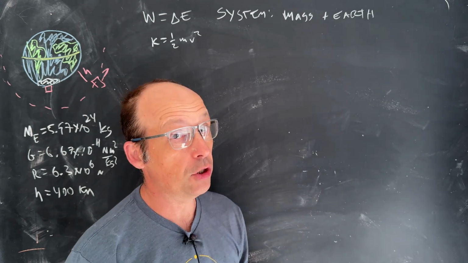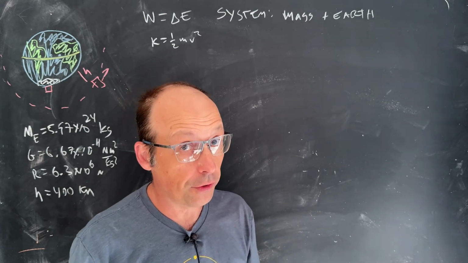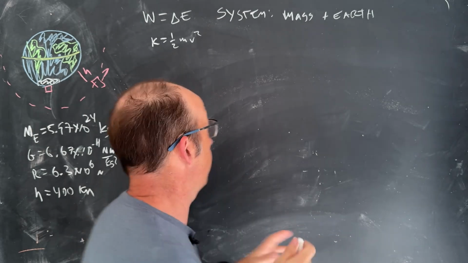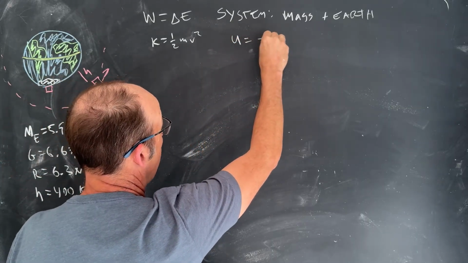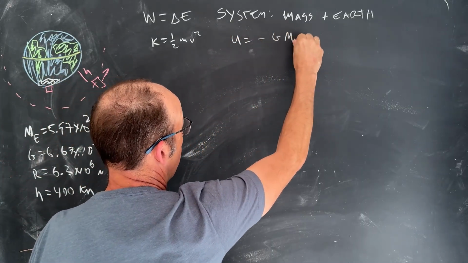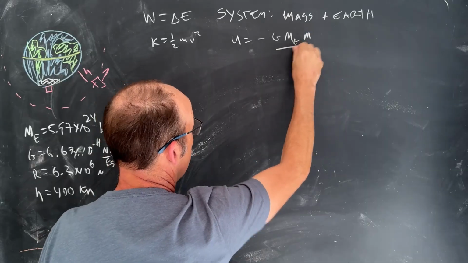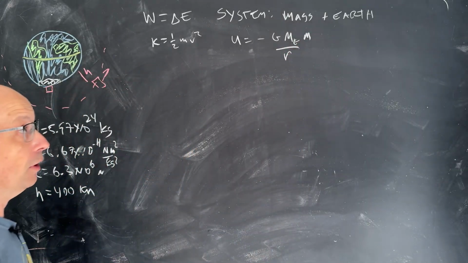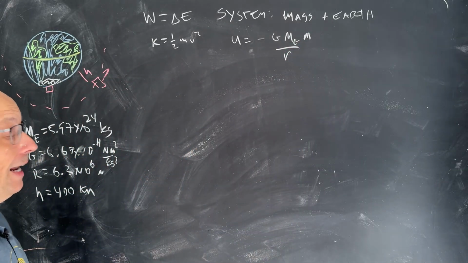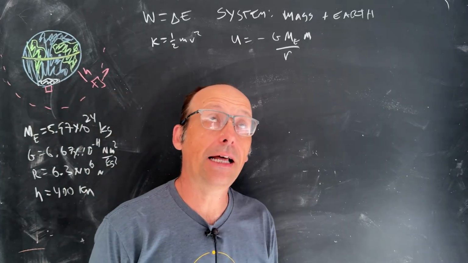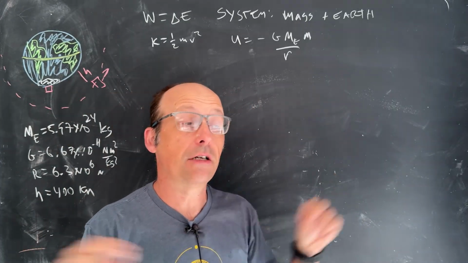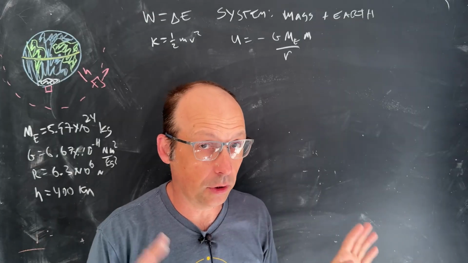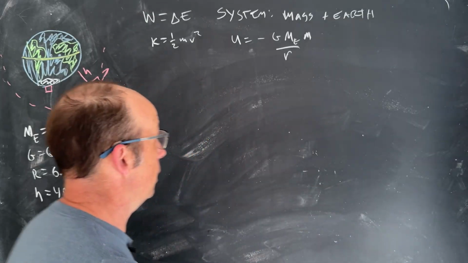We can't use mgy. That's only true for near the surface of the Earth. So I'm going to use U is negative G, mass of the Earth times the mass of the payload, over the distance between them r. And it has to be negative, and that has to do with making sure it's an attractive force and where the potential is 0 when they're an infinite distance away. It's just a choice, but that's the best choice to make.